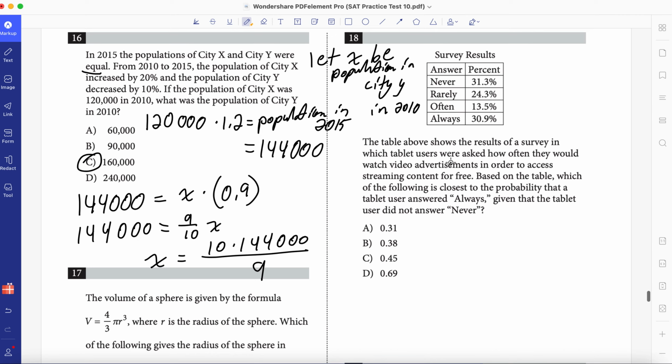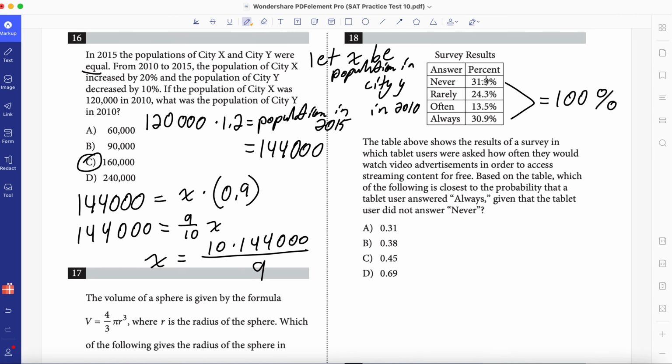So for this, we want to find out what's the probability that they answer always if they didn't answer never. First of all, all these numbers equal 100%, right? Because it's percent per 100. So first, let's find out what percent of people don't say never, or answer an answer besides never.